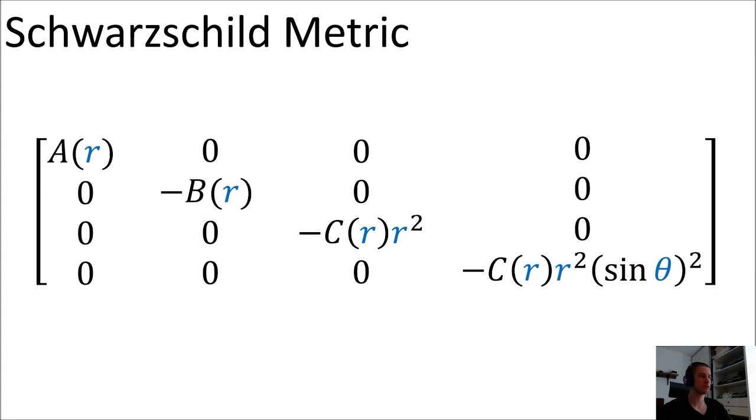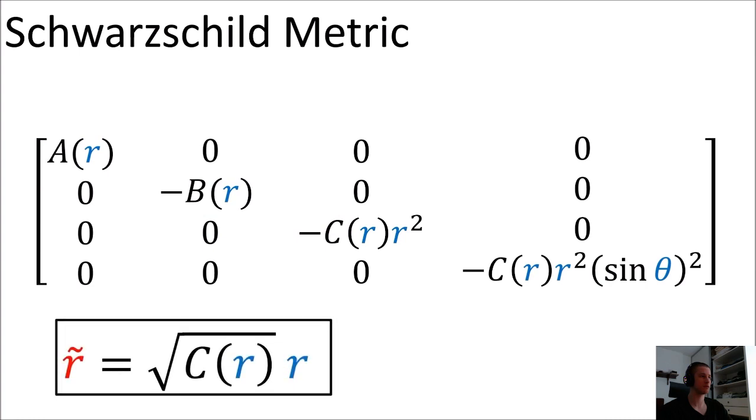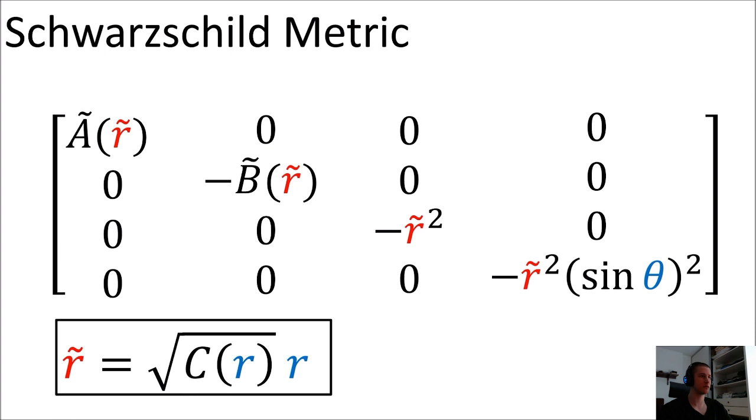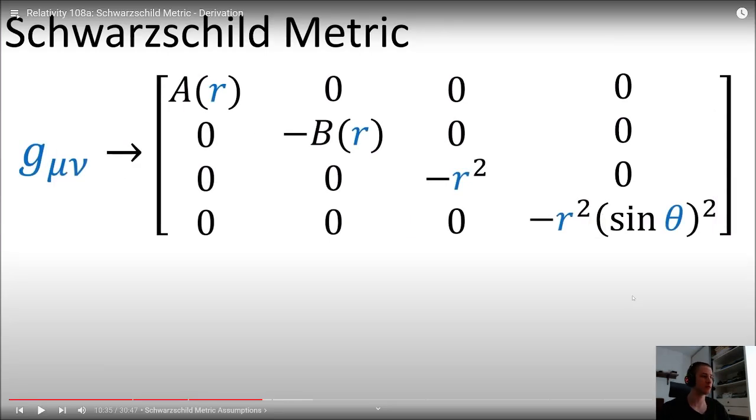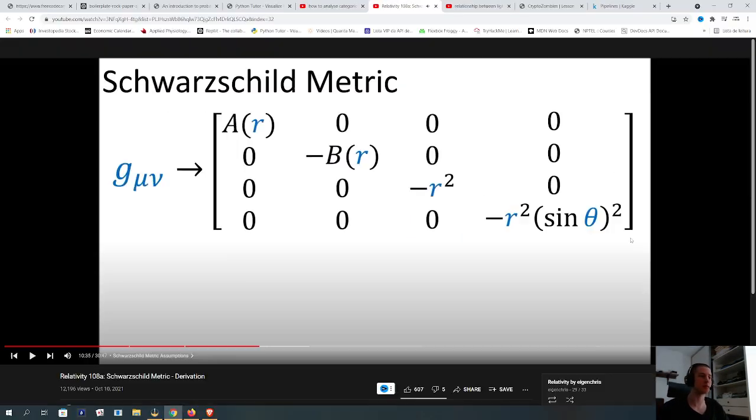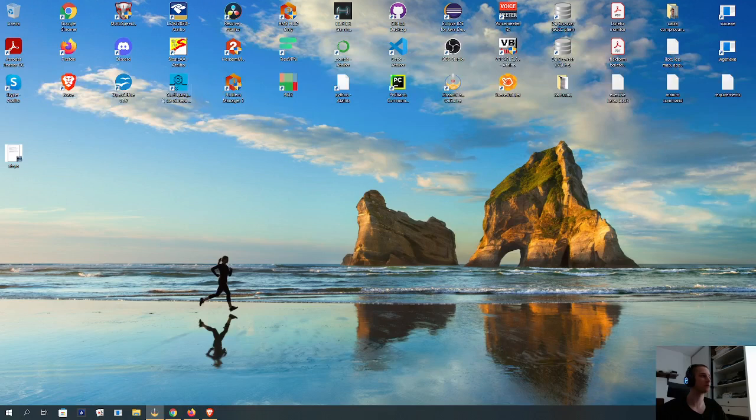Now, to simplify things, we can always redefine the radial coordinate r to be r tilde equals r times the square root of C of r, and this would eliminate the function on the last two metric components. However, I'm not going to bother writing out r tilde everywhere, so I'm just going to rewrite the new radial component as r instead.